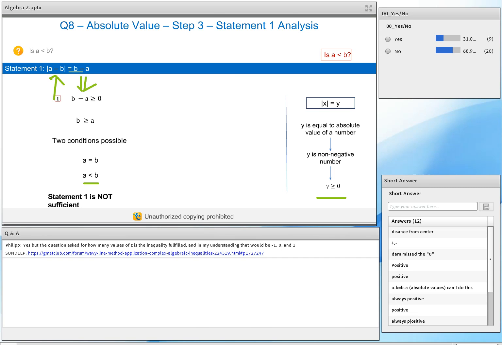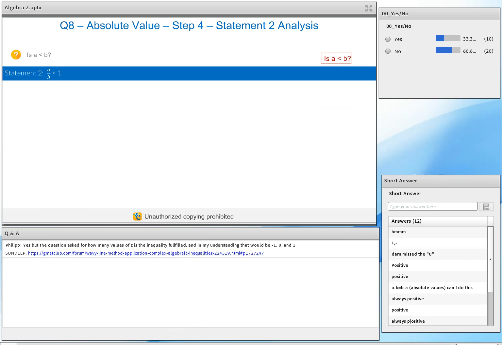So again, very simple, simply applying the concept of absolute value. There is no complicated equation solving at all over here. Now let's take a look at statement number 2.